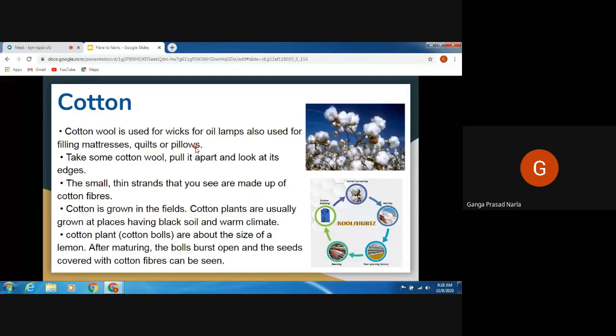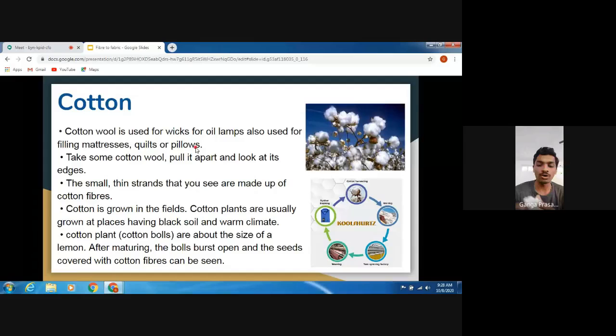Okay, thank you very much. So all of you take a small quantity of cotton and pull it apart and look at the edge. The small thin strands that you see are made of cotton fibers. So if you observe the cotton, it is made from small thin fibers, right? Very good, Mubashira. Try it a little thin. So these fibers are called cotton fibers.